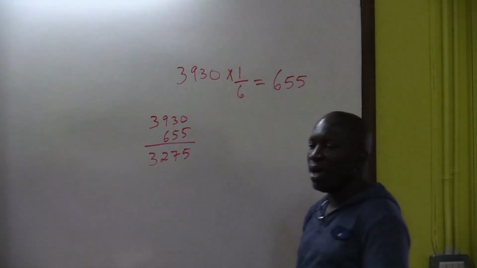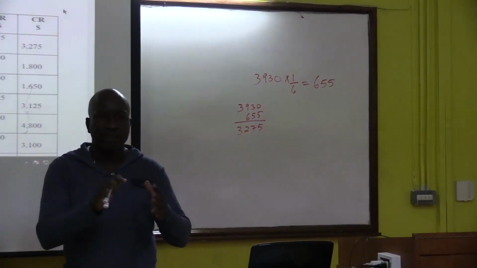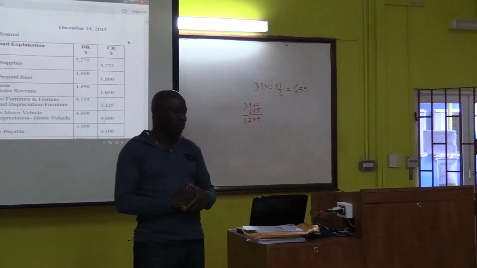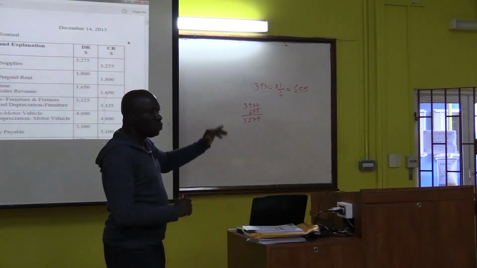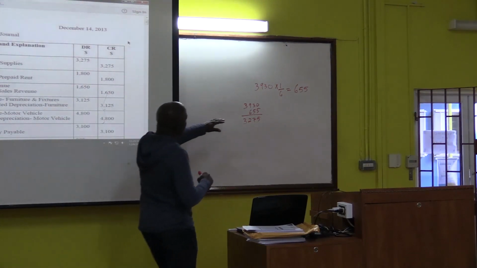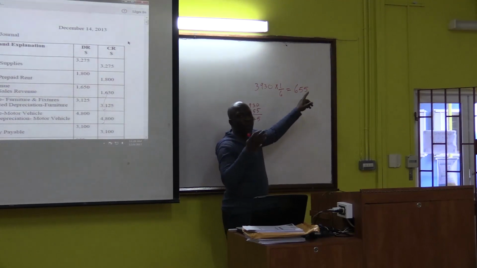The question paper said 1/6 of our supplies remains. Right? 1/6 of our supplies remain. So that means if 1/6 remains, we used up how much? 5/6.